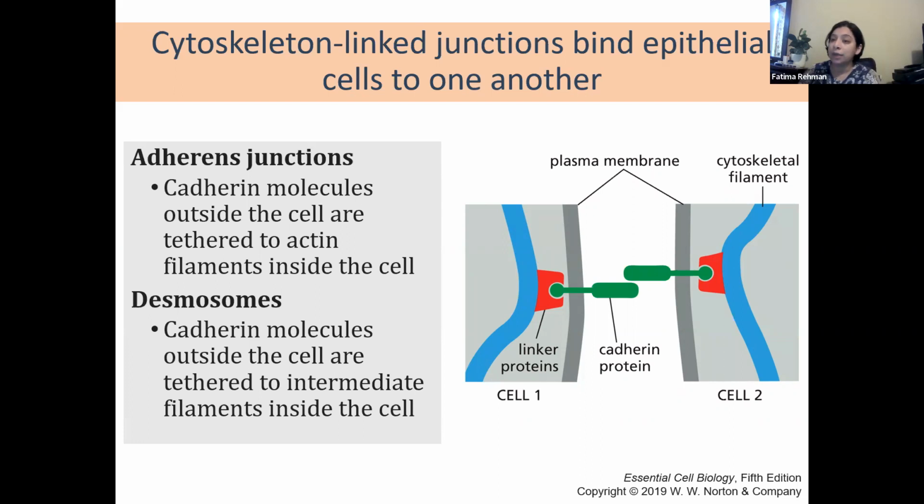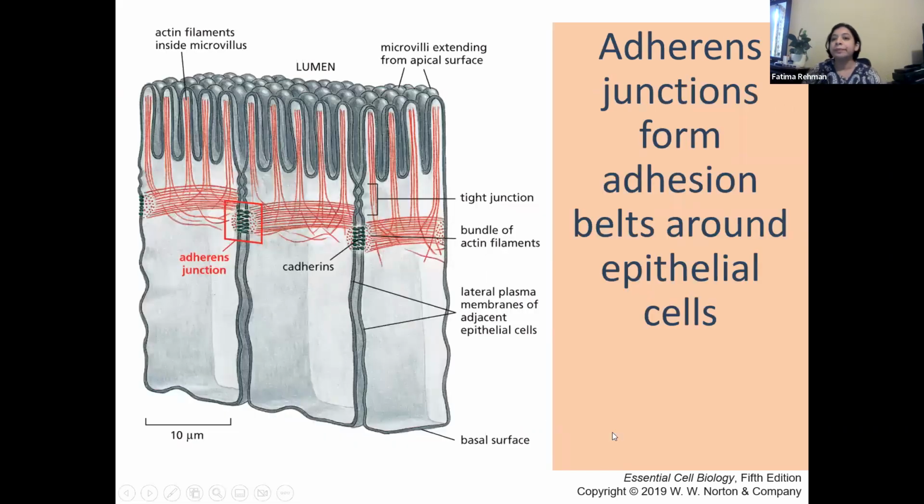Both of these use the same linker protein called cadherin. In adherent junctions, the cadherin molecules outside the cell are tethered to the cytoskeletal actin filaments inside the cells. While in desmosomes, the cadherins are not bound to actin, but rather to the intermediate filaments inside the cell. So depending on what type of cytoskeletal structure they are going to be interacting with on the inside, you're going to have different types of sealing and different types of interactions. So adherent junctions are going to be with actin and desmosomes are going to be with intermediate filaments.